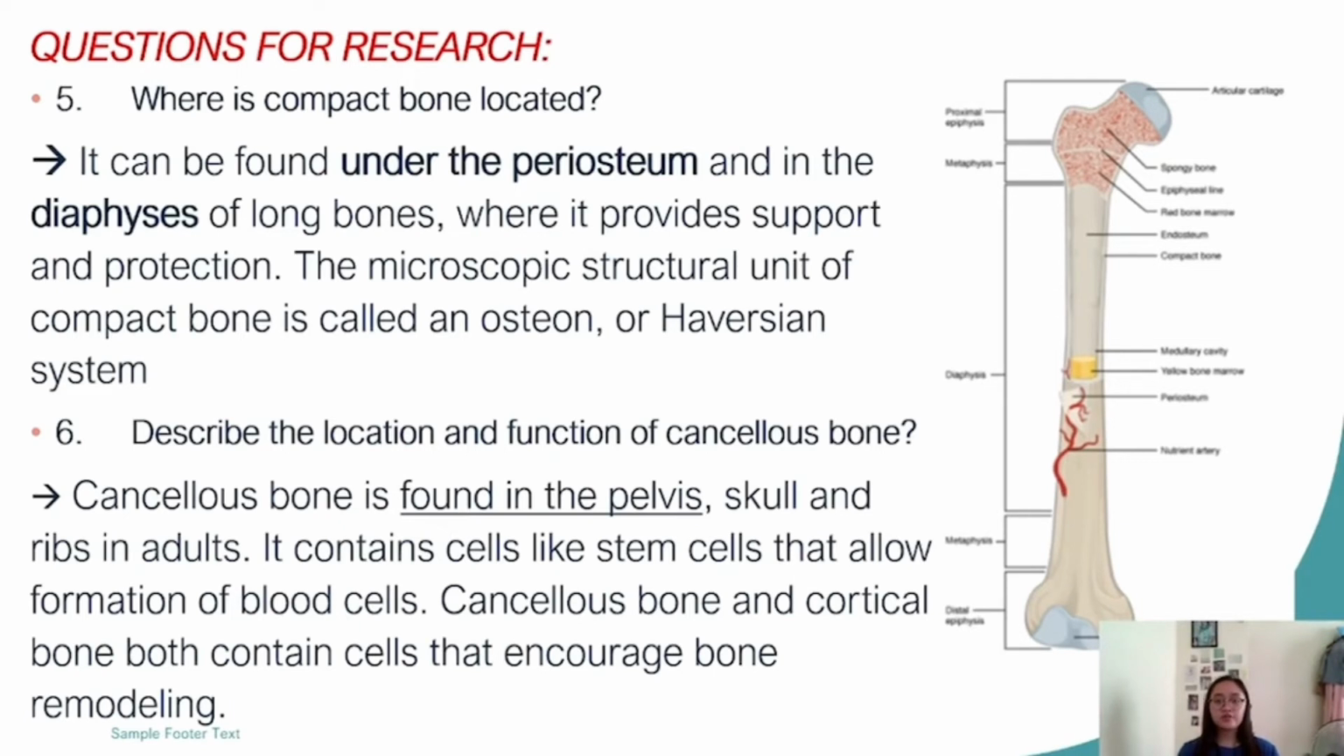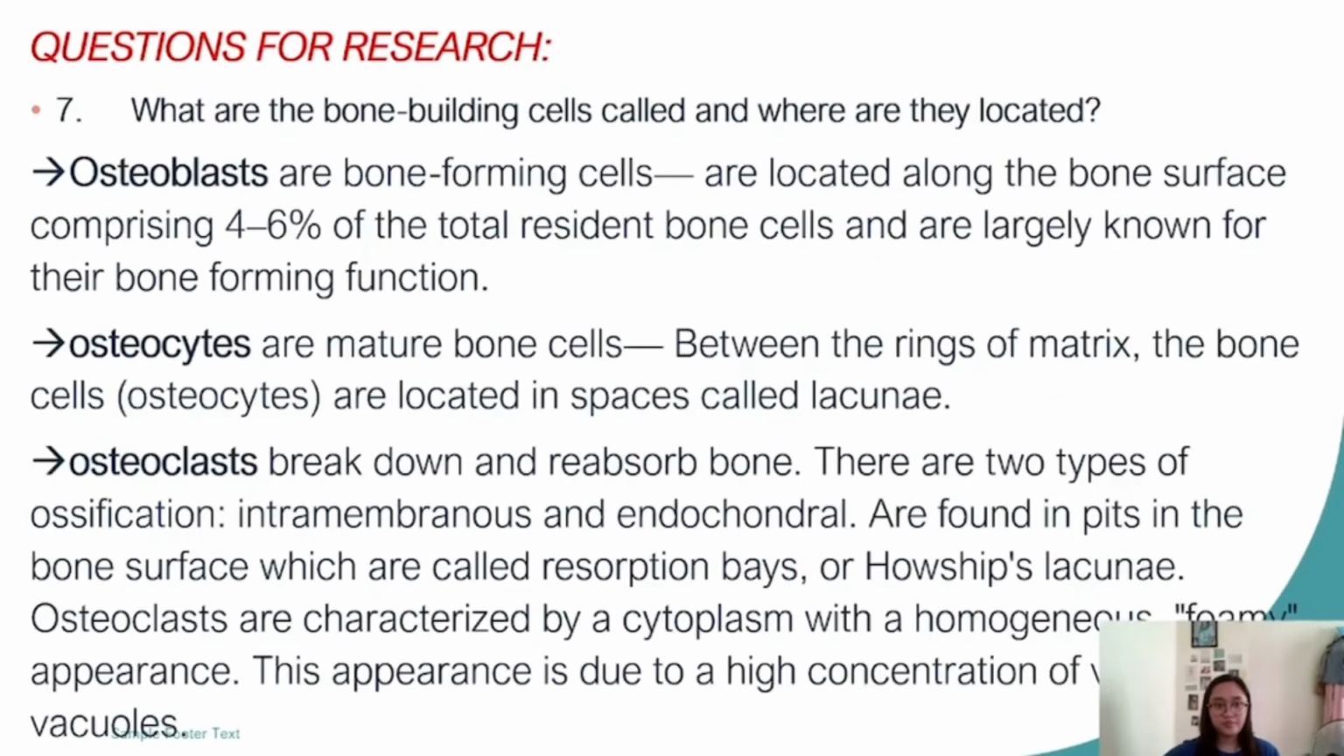Cancellous bone is found in the pelvis, skull, and ribs in adults. It contains cells like stem cells that allow formation of blood cells. Cancellous bone and cortical bone both contain cells that encourage bone remodeling. Next, what are the bone building cells called and where are they located?